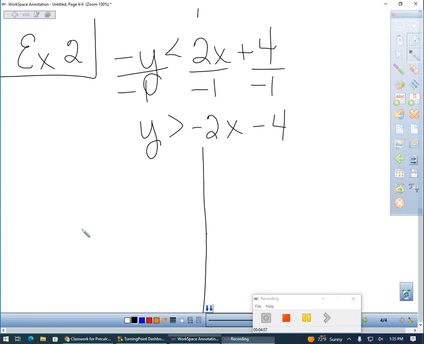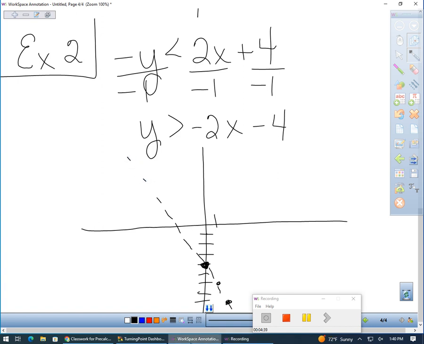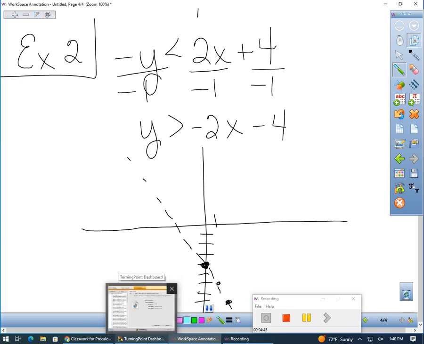All right, so again, on my coordinate plane, first we start at the point (0, -4). Then my slope says I do what? Good, down 2 and over 1. And I can repeat it again if I want. Now, because this is greater than, it is a dashed line. Because it is not equal to any point that falls on that. That is a dashed line. Now this time, we're saying that it is greater than. So that means that we are going to shade the region above the line, which is this whole one right here.